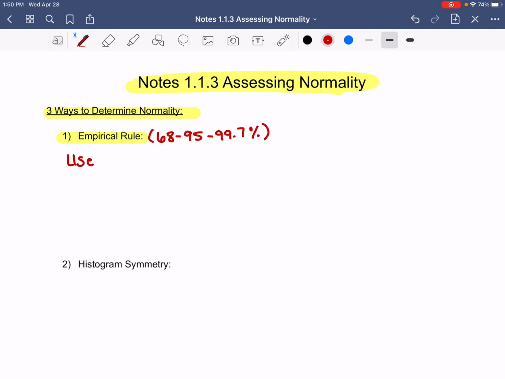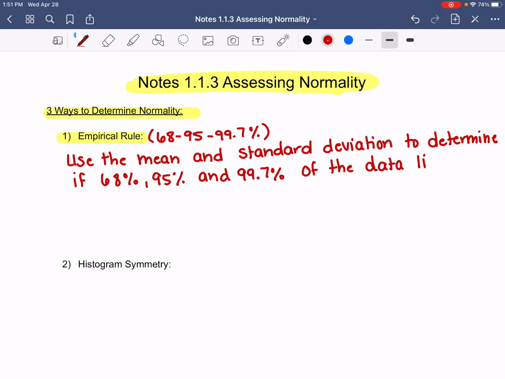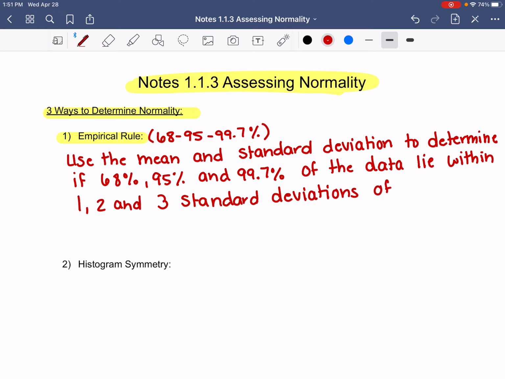So you're just going to use the mean and standard deviation to determine if 68%, 95%, and 99.7% of the data lie within 1, 2, and 3 standard deviations of the mean. All right, so let's go do an example of this. It might not necessarily be 100% exactly those numbers, but it should be close.